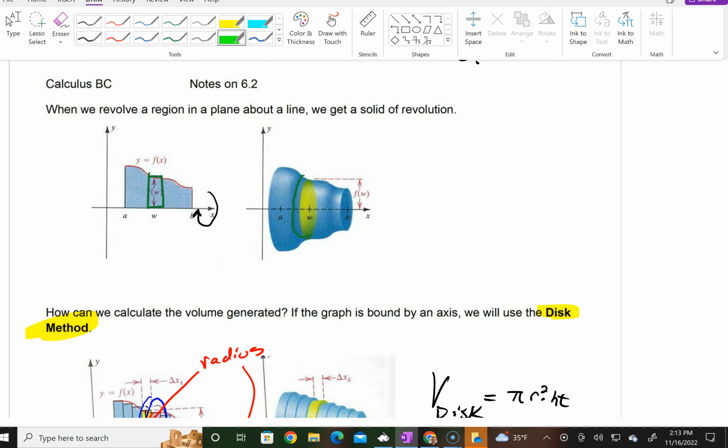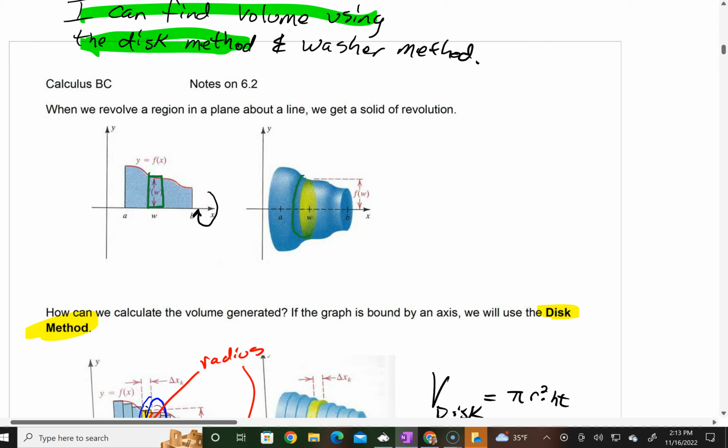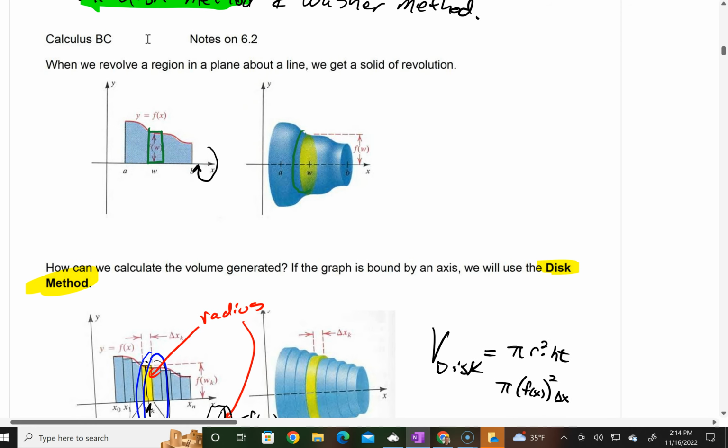Next class, we're actually going to review the disk method, and then we're going to learn the second method called the washer method. But here is what's happening. When you revolve, when you spin a region around a line, you will get a solid of revolution.